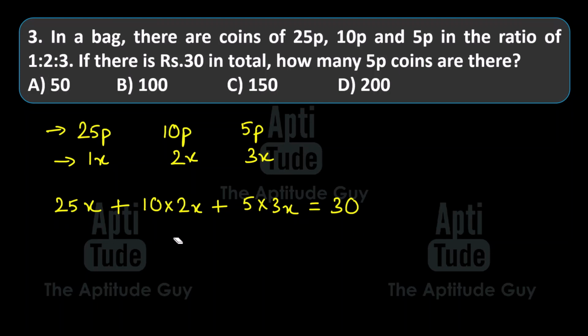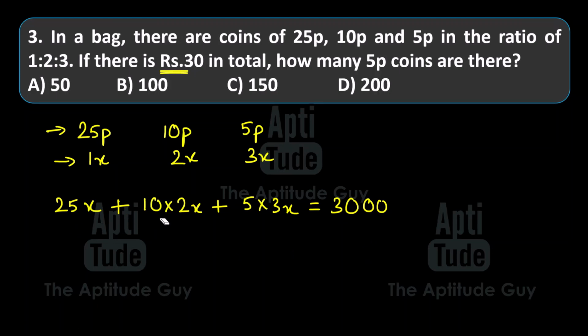The LHS, everything is in paise, paise, paise. But 30 is in rupees. We need to convert it into paise. Or if you absolutely hate your life, then you can convert the paise into rupees. But I'm pretty okay with my life, so I'll convert rupees to paise. How to convert rupees to paise? Multiply by 100. So 30 rupees will be 3000 paise. Now let's solve for x.